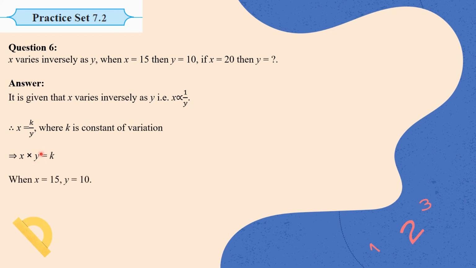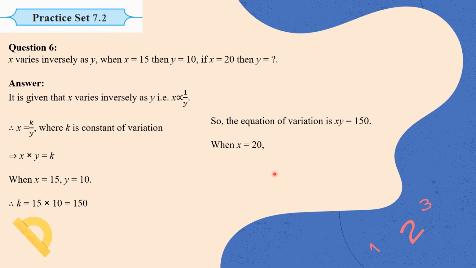So when x is 15, y is 10, this is given in the question. Using the value of x and y, we'll substitute it in our equation of variation and find out the value of k, that is the constant of our variation. So k is equal to 15 into 10, which is 150. So the value of constant of variation k is 150. Substitute the value of k, 150, in your equation of variation, that is x into y is equal to k. So your equation of variation will be xy is equal to 150.